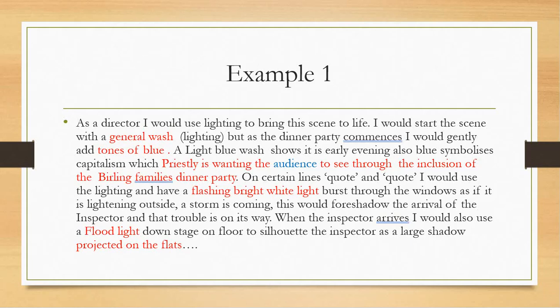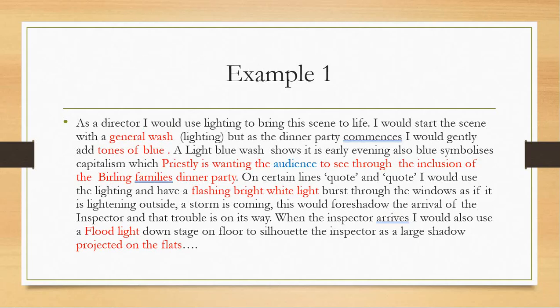So look at the key words I'm using there. The red are all key terminology. General wash, tones of blue, flashing bright white light, floodlight, projected on the flats. I've talked about the context of what Priestley wanted to show. When the inspector arrives, I would also use a floodlight, keyword floodlight, to create a silhouette of the inspector as a large shadow, so we can really see as a director what visions, what images I want to create and why.